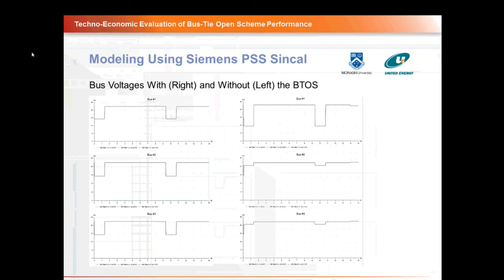We can see from the PSS SynCal dynamics module the bus voltages with and without the bus tie open scheme. On the left, we can see the bus voltages without the bus tie open scheme. We can see that they are constant, so the voltage sag is constant across each bus. On the right, we can see the bus voltages with the bus tie open scheme. In bus 2 and 3, we can see a clear reduction in the voltage sag, whereas there's a deeper voltage sag in bus 1. However, the benefits of the bus tie open scheme are obvious.